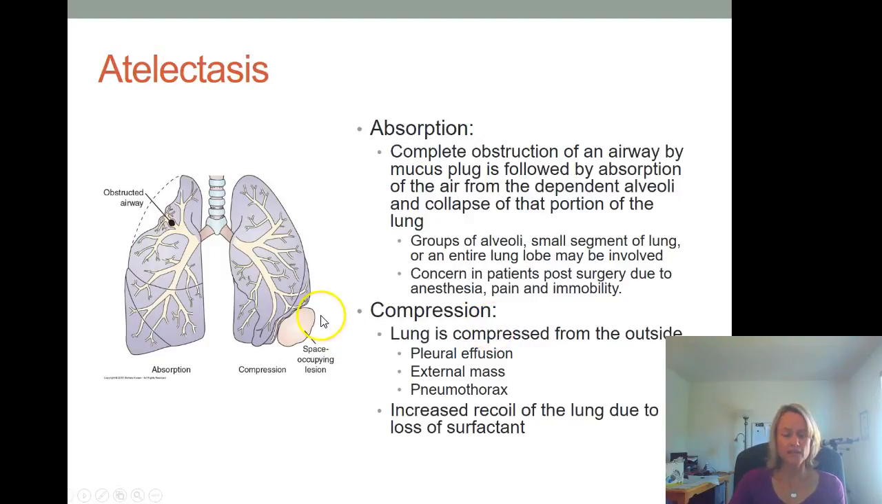Compression atelectasis is when the lung is compressed from the outside, and this can be due to like an external mass. It can be due to pleural effusion, that's fluid in the pleural cavity that compresses the lung, or pneumothorax, that's air inside the pleural space compressing on the lung. We can also get compression atelectasis due to increased recoil of the lung due to a loss of surfactant. So if we don't have enough surfactant, that surface tension is too great, and that causes compression.